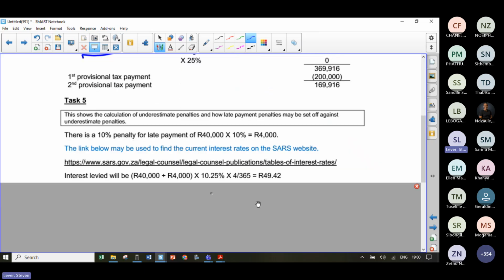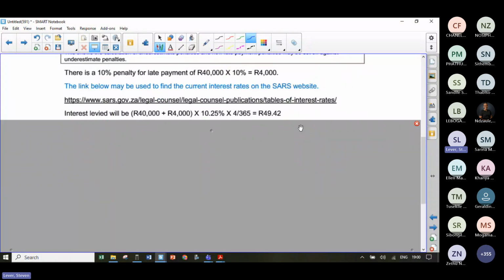Plus, I need to pay interest. So normally we'll give you the interest in a question. And what's your interest going to be? 40,000 plus the 4,000 penalty times the interest rate. And I paid it 4 days late. So I'm going to have to pay 49.42 in interest as well. So guys, late payment penalty, 10%. So I'm just teaching you that. Not only is there a late payment penalty, there's a 20% underestimate penalty. Okay? So let me show you how the underestimate penalty works.